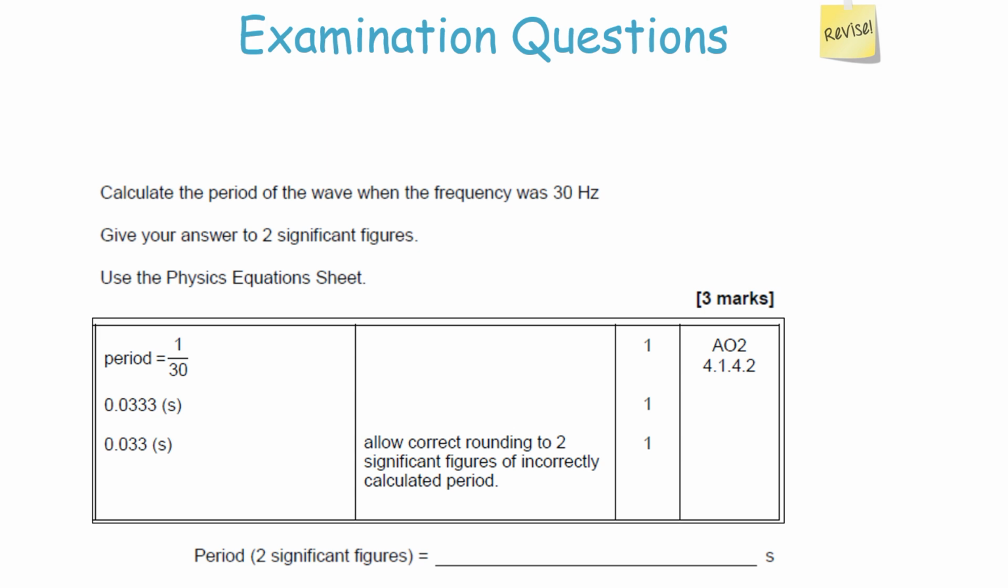Now why do you have 4 figures there but only 2 significant ones? Because you only start counting your significant figures when you get to your first non-zero number. So those first 2 zeros are not non-zero numbers, so they don't count. So the first non-zero number you start counting from is that first 3. So the answer is 0.033 seconds.